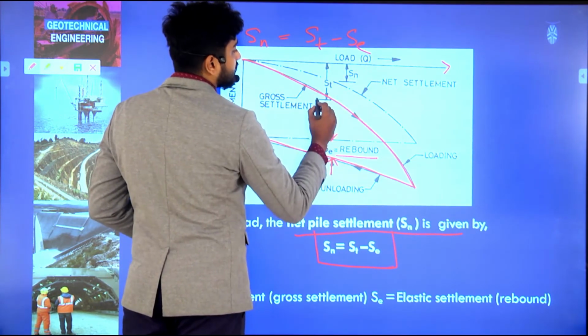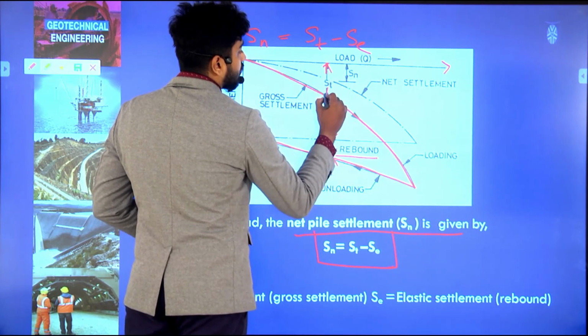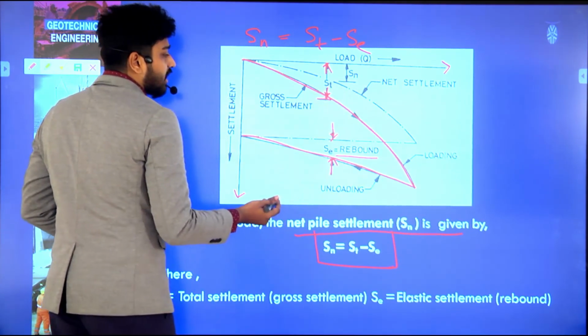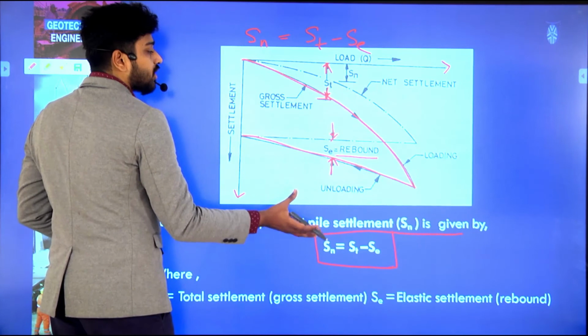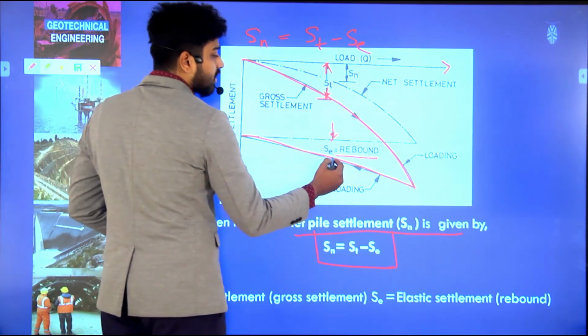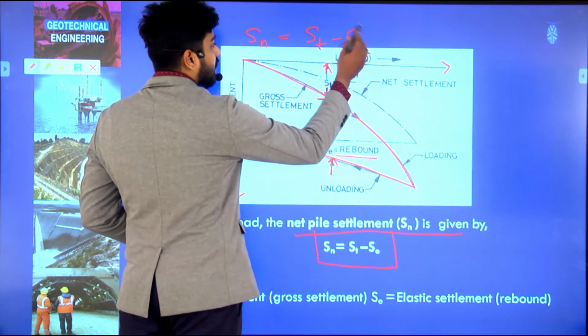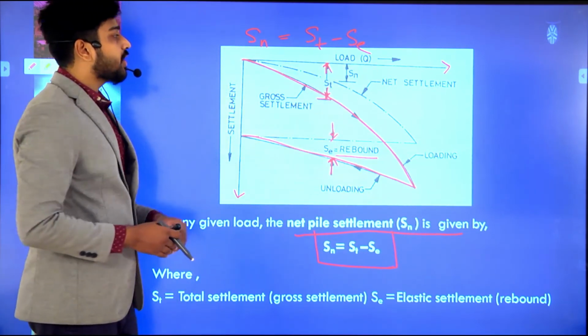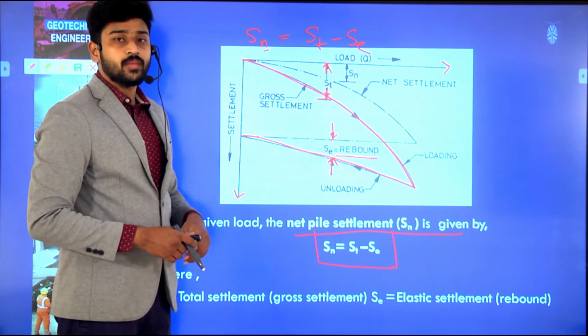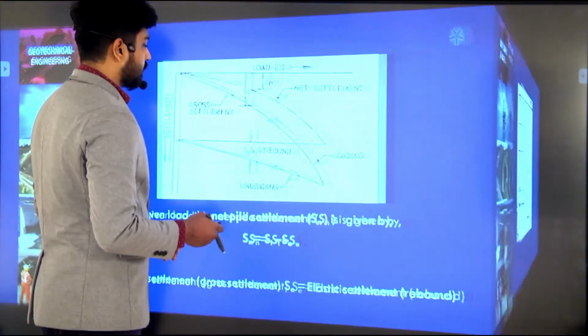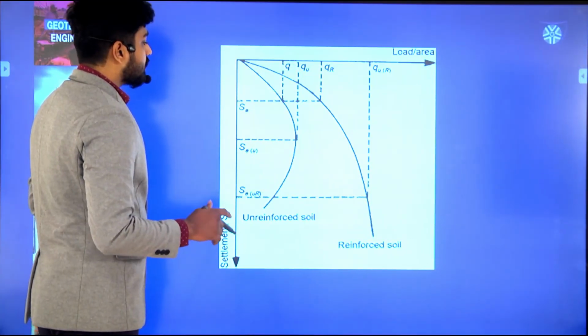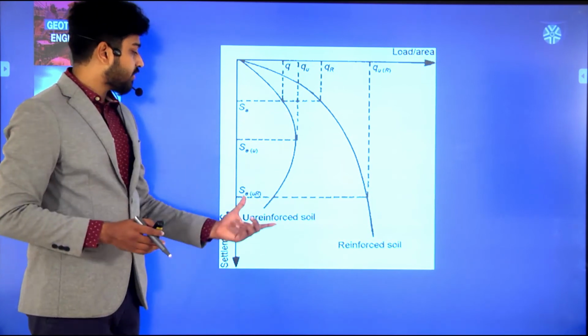Here St is the gross settlement initially, and then after removal of the load, whatever uplift takes place is measured as Se. So it is the elastic settlement. Subtracting that from the gross settlement, we get our net settlement. Clear?